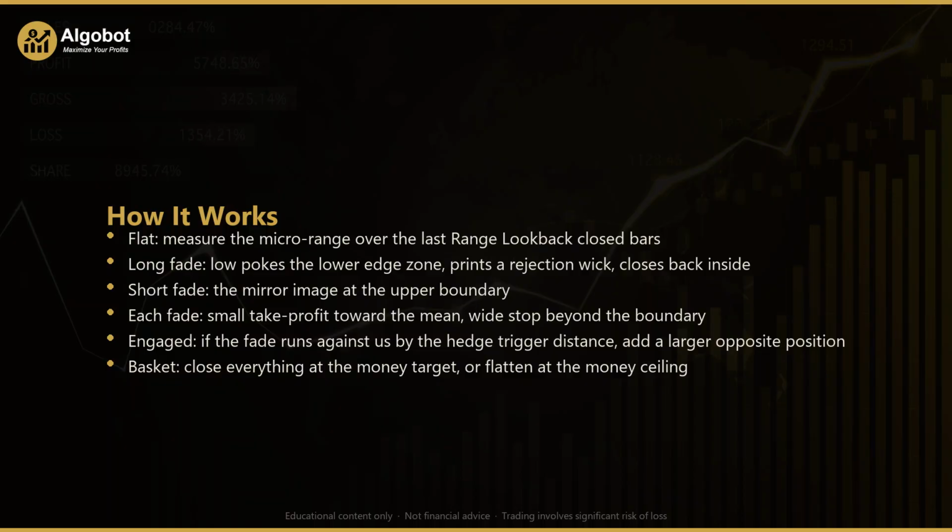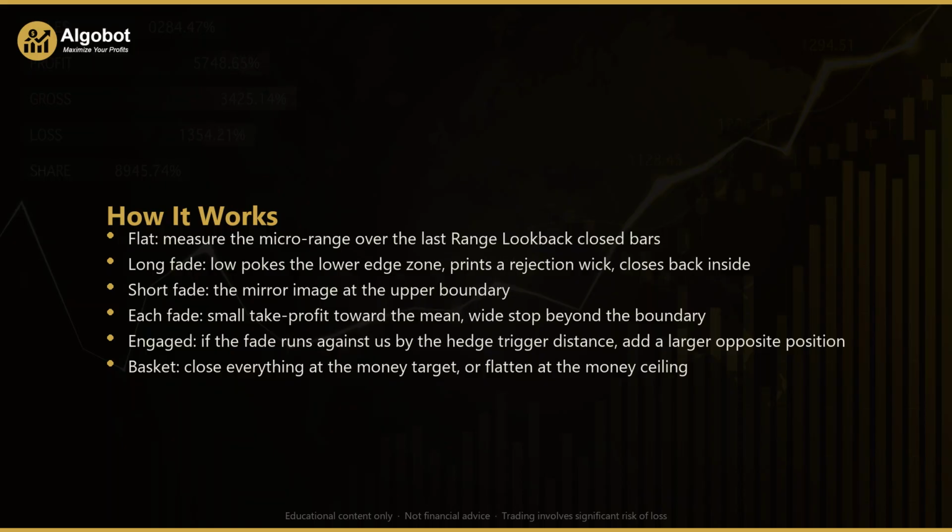The strategy operates in 3 states: flat, engaged, and basket management. When the expert advisor is completely flat, it first measures the micro range. It looks back over a set number of closed bars, 24 by default, controlled by the RangeLookback parameter, and records the highest high and the lowest low. The midpoint between them becomes the mean, and the distance between them becomes the range width. Almost every other calculation is expressed as a fraction of that width, which is what lets the strategy self-scale to any symbol or time frame.